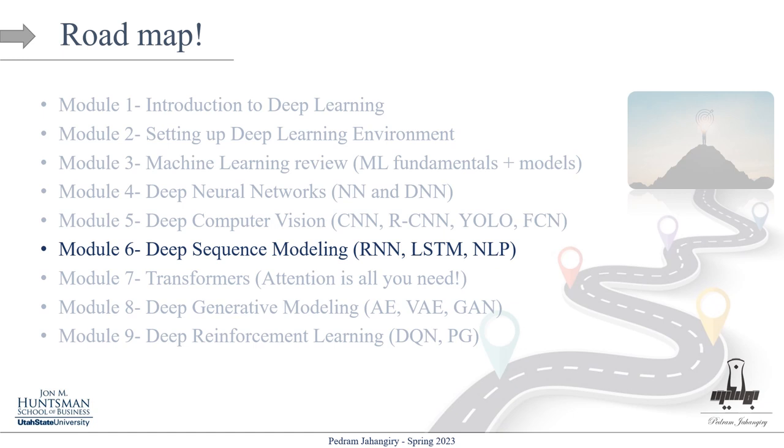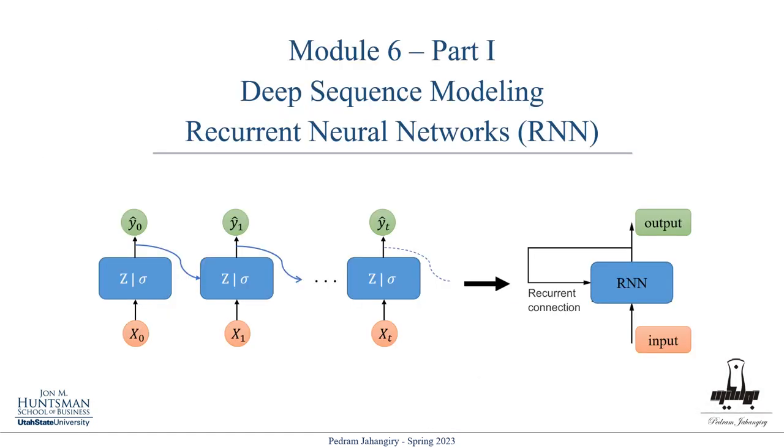This is module number 6, Deep Sequence Modeling, part 2. In part 1, we started with a very basic model. We covered what a recurrent neural network is, what the advantages and limitations are, and how this network learns the parameters by doing backpropagation through time. So please make sure you watch that video before coming to this part, because in this video, we're going to talk about LSTM, which is an extension of the RNN. I assume that you are already familiar with part 1.